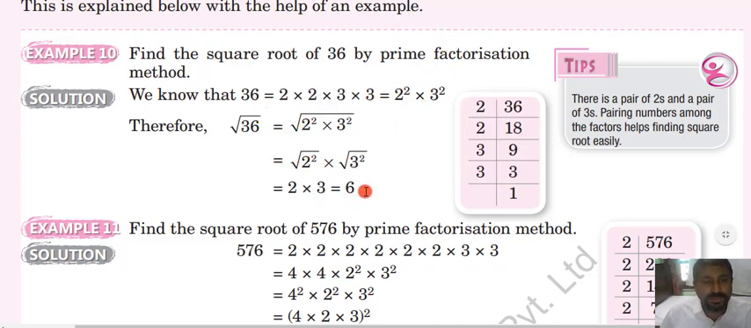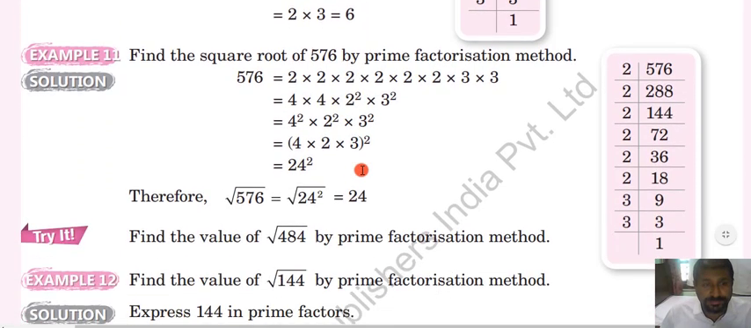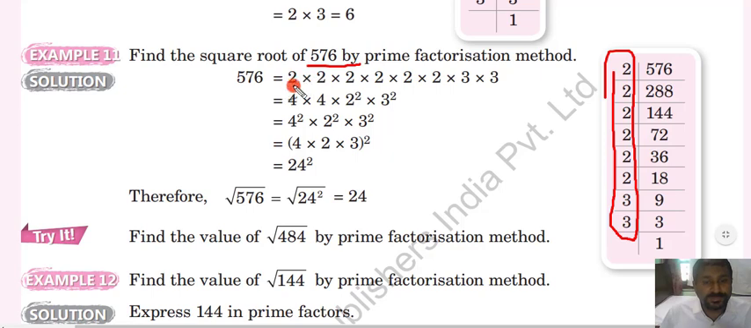Now coming to the next example, number 11, where they are taking a 3-digit number. Here you can see clearly what they have done. We have to find the square root of 576 by the prime factorization method. Again 576 is written, and all the prime numbers I have written here. I have not taken any other number apart from the prime numbers. And still what they have done, they have recombined the numbers. That is, 2 into 2 they have written as 4, again 2 into 2 as 4, and this one also 2 into 2 as 4. Or simply you can write 2 square into 2 square into 2 square into 3 square.